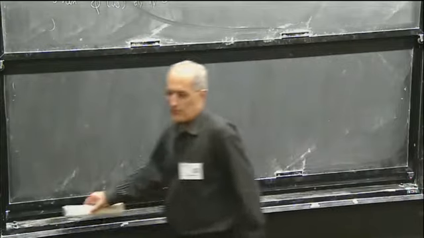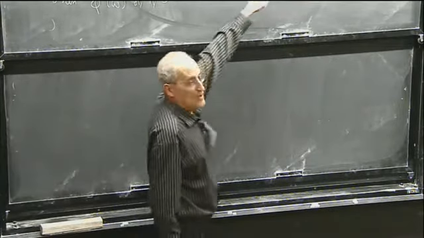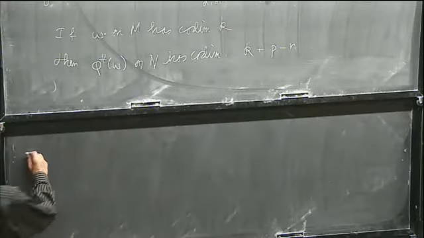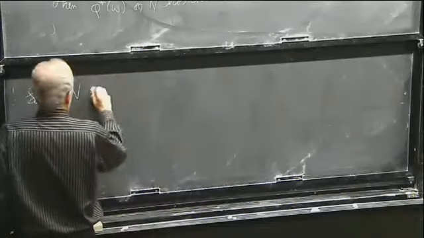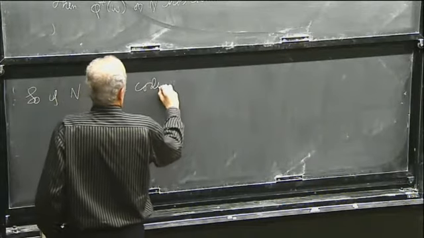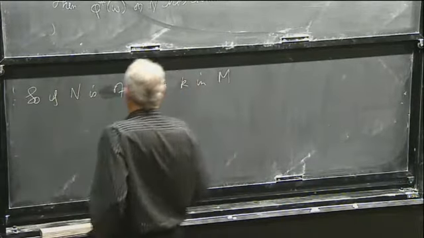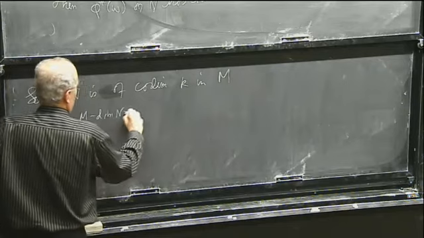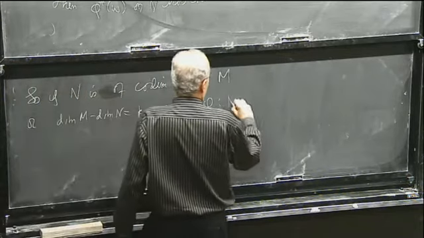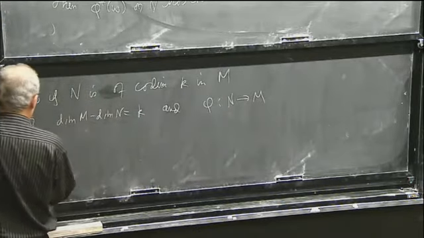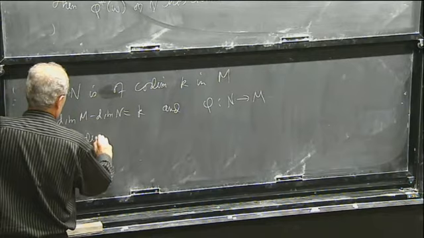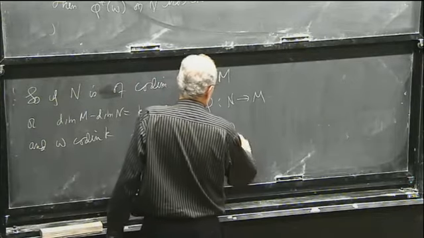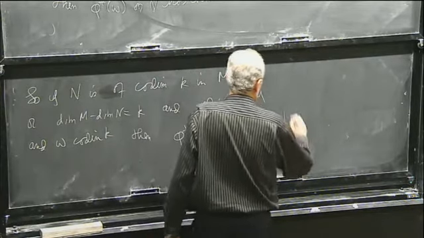I hope I wrote the formula correctly, but it's the same as it is classically because the fermions, the odd variables, play no role. They're equal in number, and they don't affect this counting. So if N is of codimension k, or more generally, if the difference in dimensions is k, and we're given a map from N to M, and also omega is of codimension k, then phi star of omega is a top form on N and can be integrated.